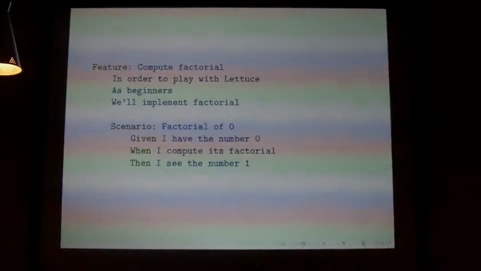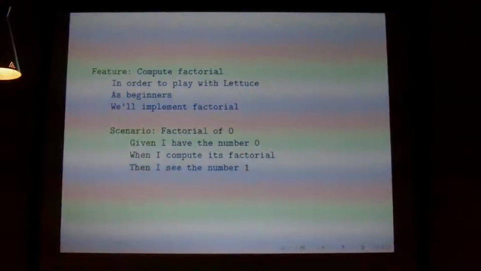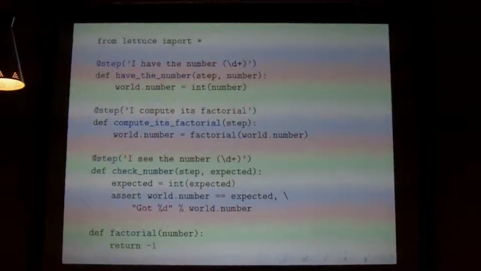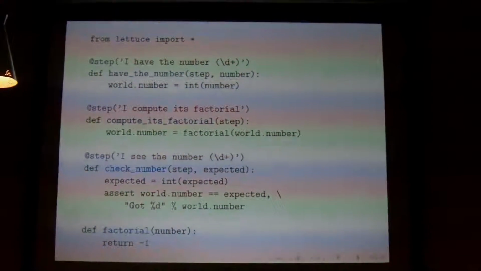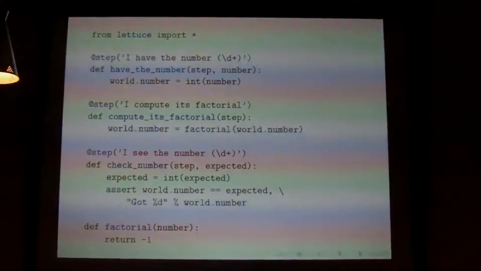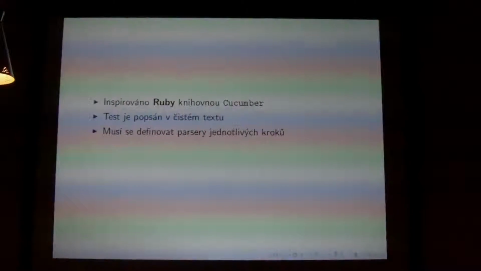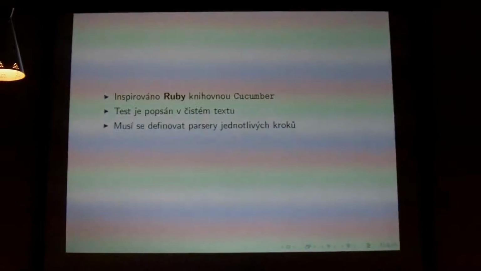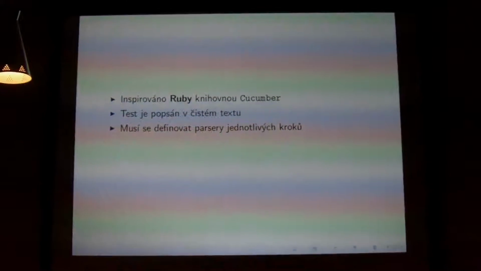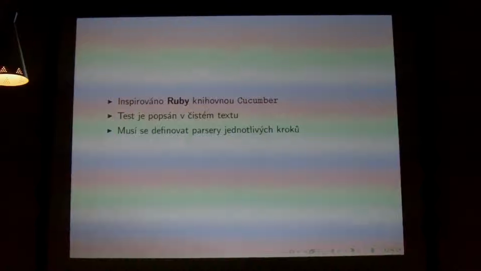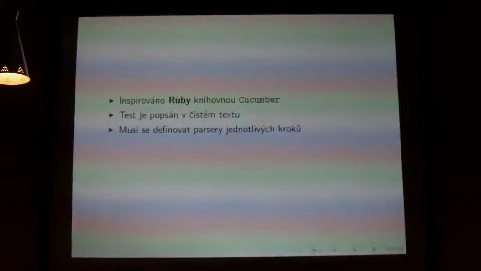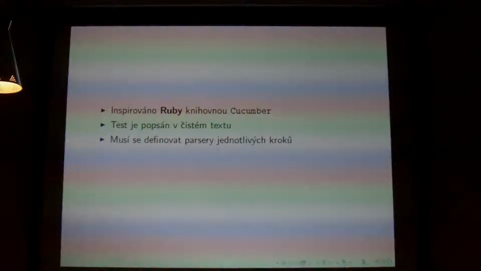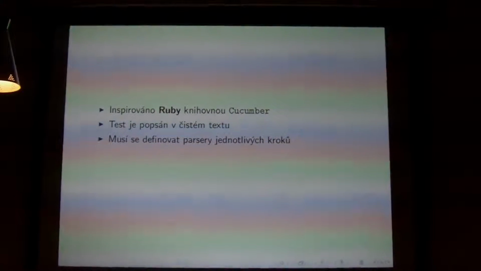But the downside is that you need to write another parser which defines these steps, and after all, there is the assert statement like anywhere else. So it looks beautiful. It's inspired by the Ruby library Cucumber, and I hope there is shown output. Okay, there is. But yeah, the output is as beautiful as the plain text. All right.